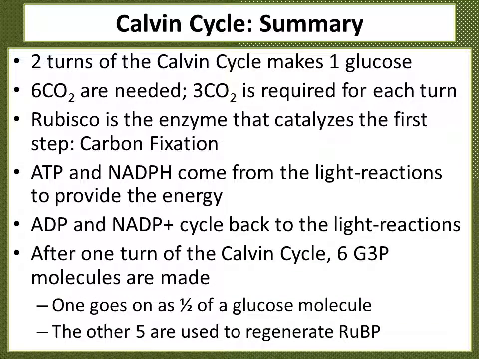And after one turn of the Calvin cycle, you get 6 molecules of G3P. One helps to make half of a glucose molecule. That's why you need 2 turns. And the other 5 help to regenerate the RuBP molecule. All right. Again, questions, please ask.